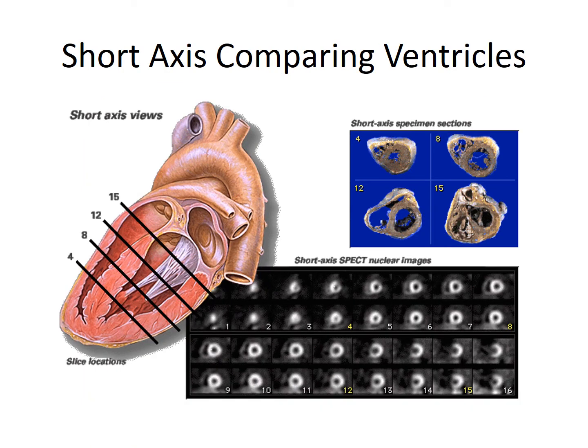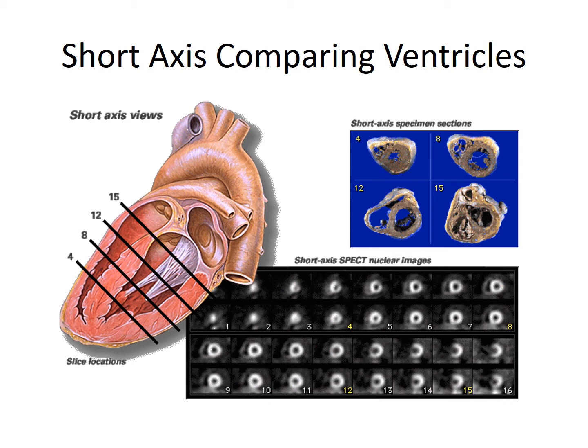Let's look at the short axis comparison of the ventricles. On this slide, you have three different pieces of information. If you notice on the left, we have the diagram. The blue image there up on the upper right, that's an actual cadaver heart that has been sliced. And then at the bottom right, the black and white images, those are nuclear medicine images. Now if you notice the numbers 4, 8, 12, and 15 on all three of these images, they are all the same slice.